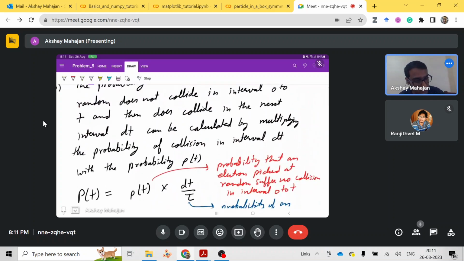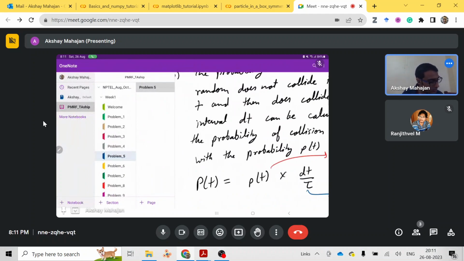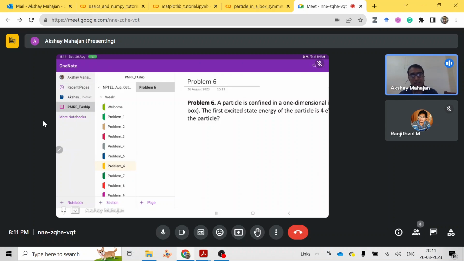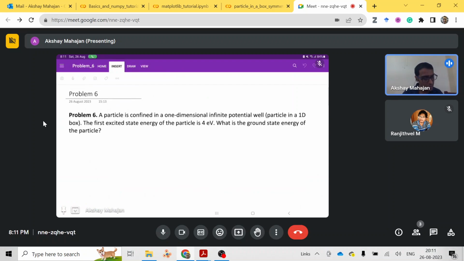Alright, now for the sake of time, it is 8:11 already, so we're not going to solve the remaining C to E part. Most probably I will solve those in the next session. Let's do some questions. The next 5 questions are going to be in quantum mechanics, mostly infinite potential well problems, so they will help you with the assignments. Now let's start with problem number 6.